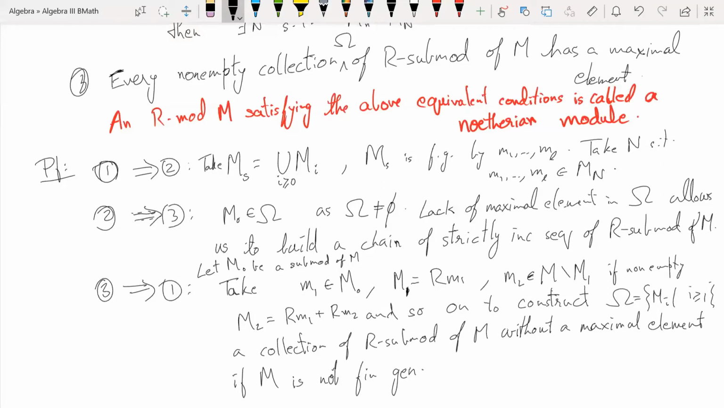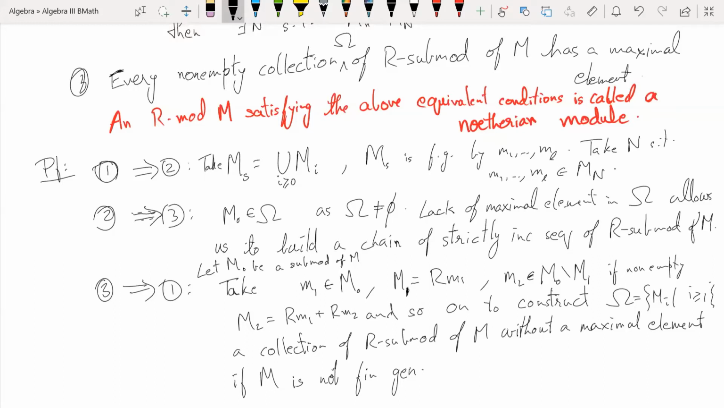And M2: if M0 minus M1 is non-empty, then you take m2 in there. If M0 minus M1 is empty, then that tells you that M0 is generated by just one element. And M2 you declare to be R m1 plus R m2, and so on. You continue this, then you take m3 from M0 minus M2 if it is non-empty. If it is empty, then of course M0 is 2-generated.